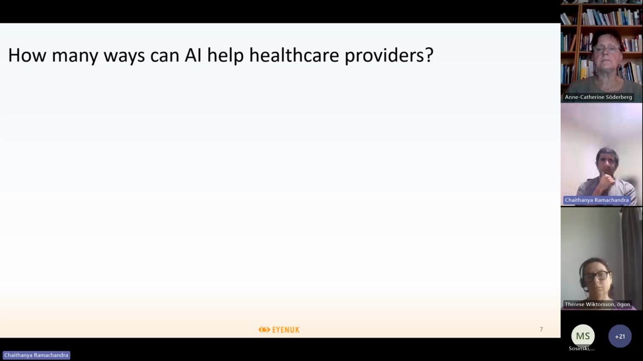So one question that we could probably ask, in a very general way, is: in how many ways can AI help healthcare providers?